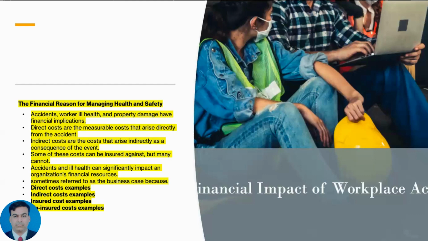Number one, damage to property. Insurance coverage for damage to buildings, plant, equipment, or other physical assets caused by accidents, natural disasters, or other covered events. Number two, compensation for injured workers. Insurance coverage for compensation payments to the workers who suffer injuries or illness as a result of workplace accidents. This can include medical expenses, lost wages, and rehabilitation costs.